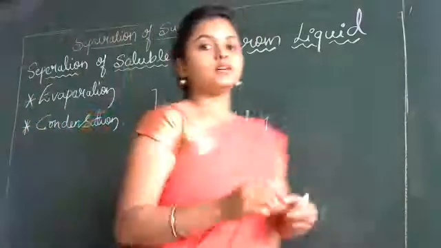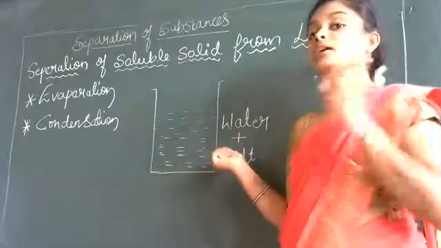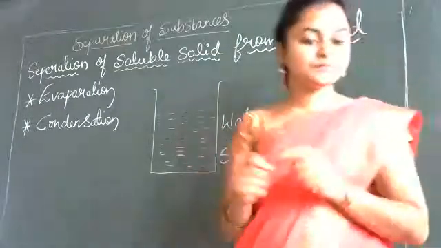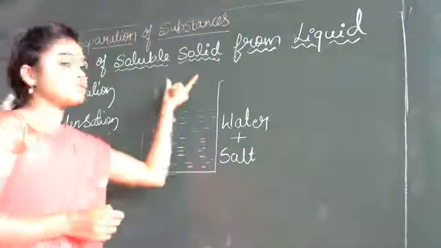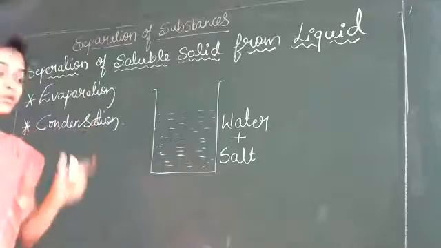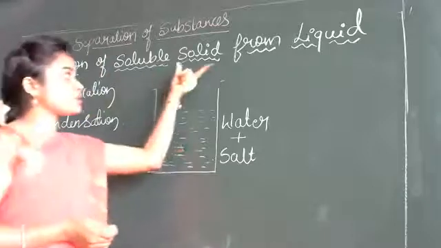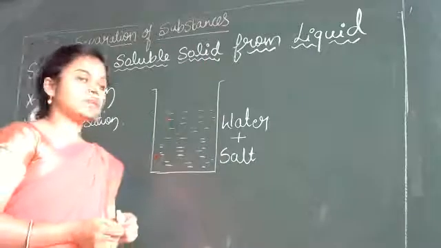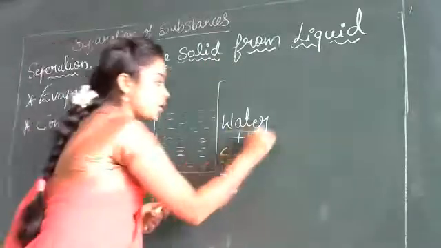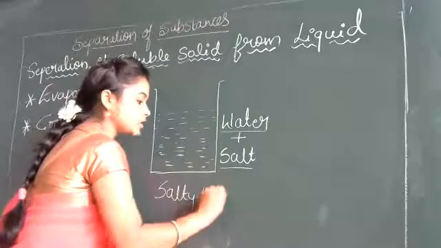What is meant by soluble? Soluble means what? Yes, the soluble solid is a substance. Very good. So soluble solid is nothing but that which mixes or completely dissolves in water. So those substances we call soluble substances. So here salt is a soluble substance. Now when we mix water with the salt, we get what? Salty water.